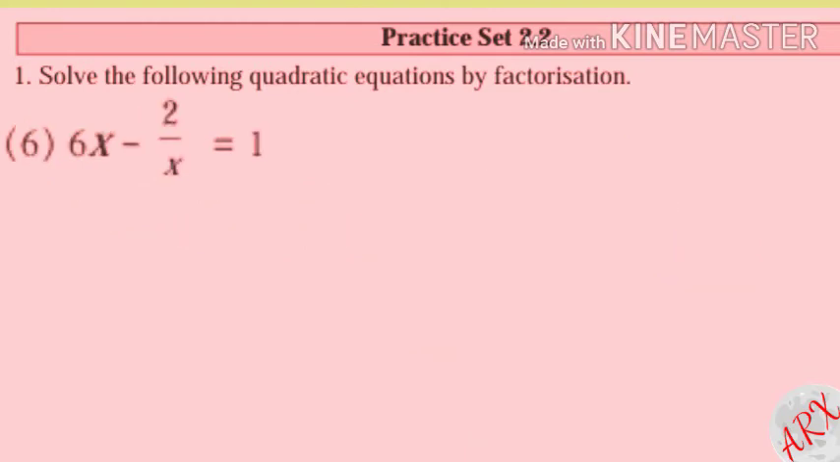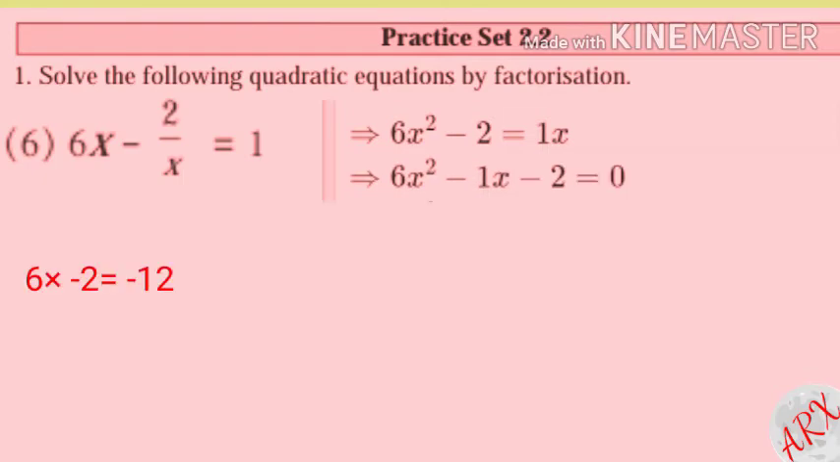Now we will take question number 6. 6x minus 2 upon x equal to 1. Now multiply the equation by x. We will get 6x square minus 2 equal to x. Now arrange the equation in standard form of quadratic equation. So we will get 6x square minus x minus 2 equal to 0.